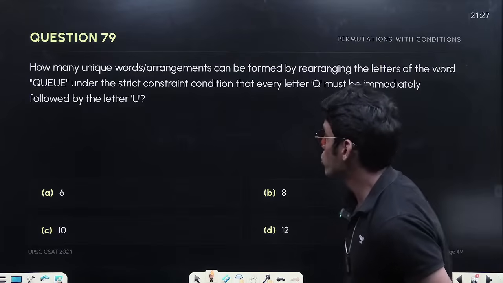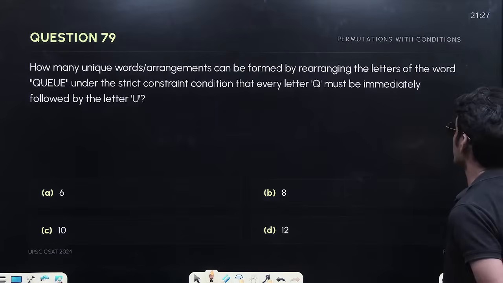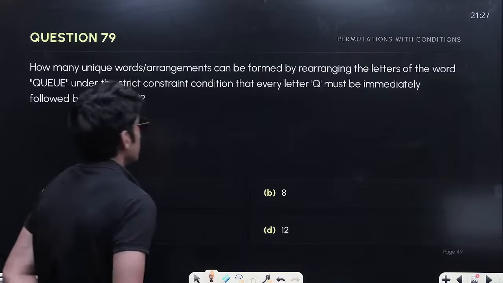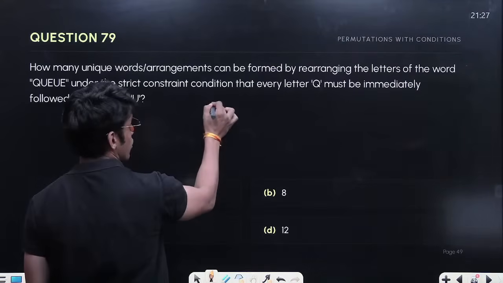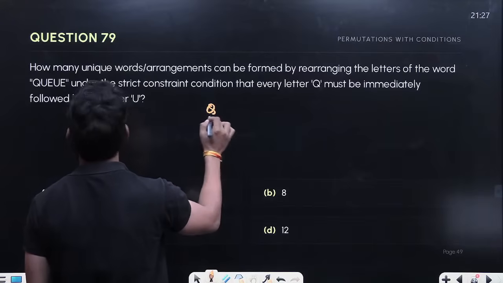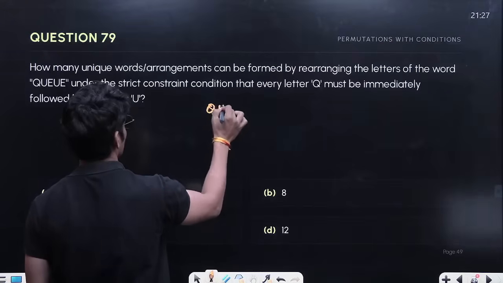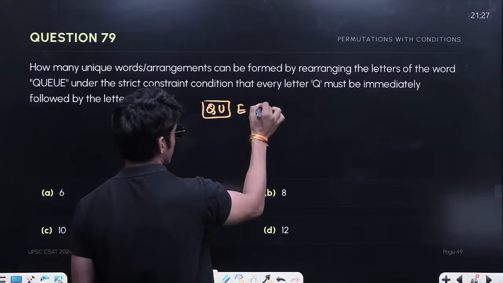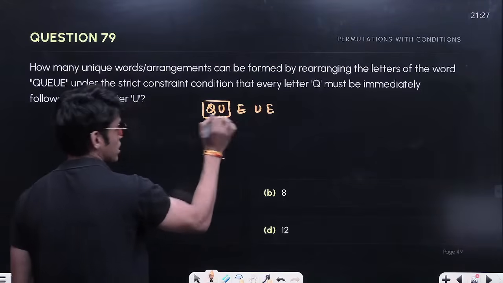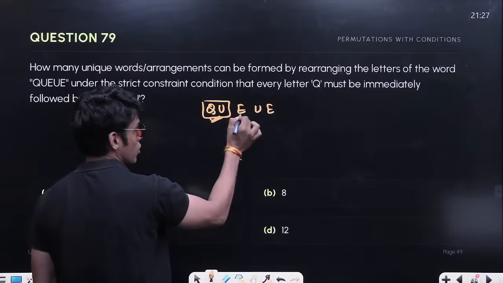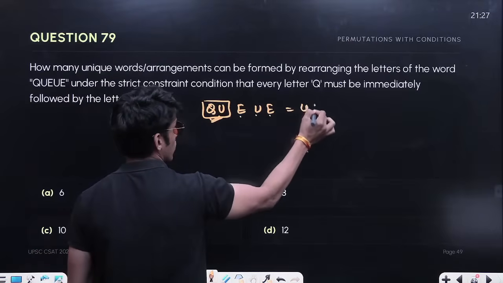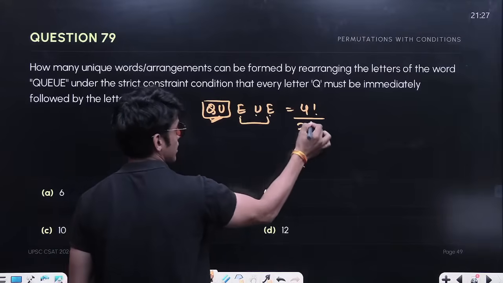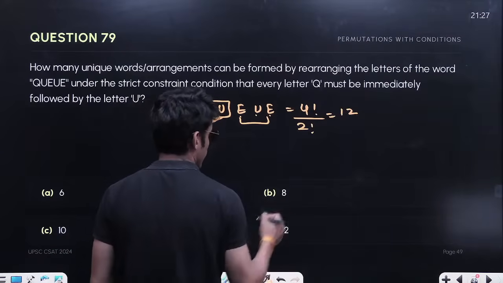Now, how many unique word arrangements can be formed by rearranging the letters of the word QUEUE under the strict condition that every letter Q must be immediately followed by the letter U? See, you make a block like this, and then E, U, E, and this is fixed. So 1, 2, 3, 4, the arrangement is done by 4 factorial, and then these two are identical. So the answer will be 12.